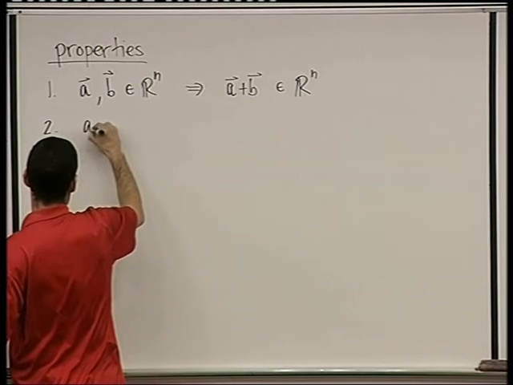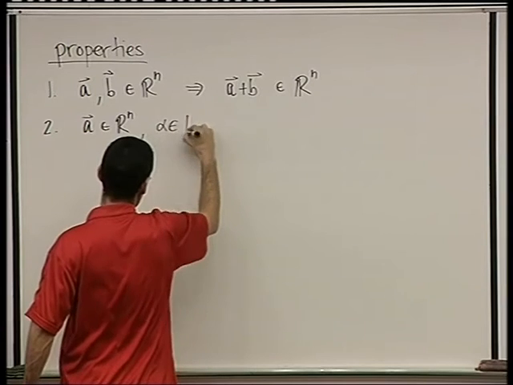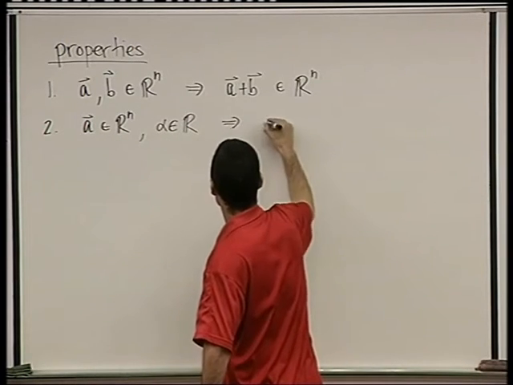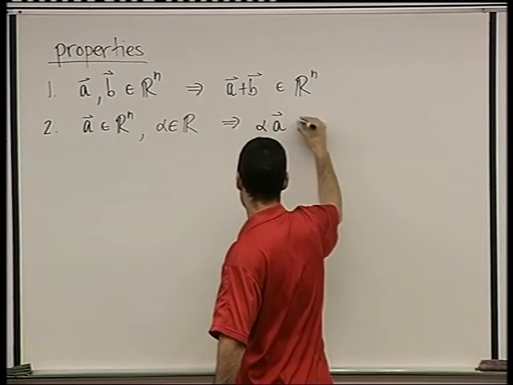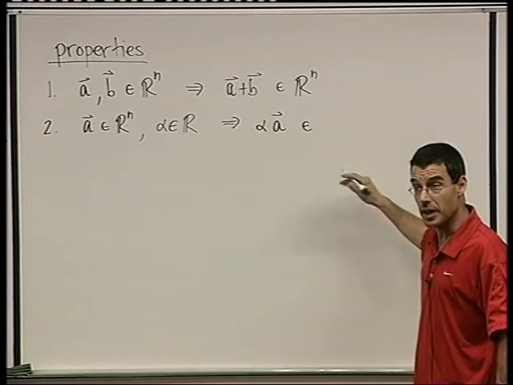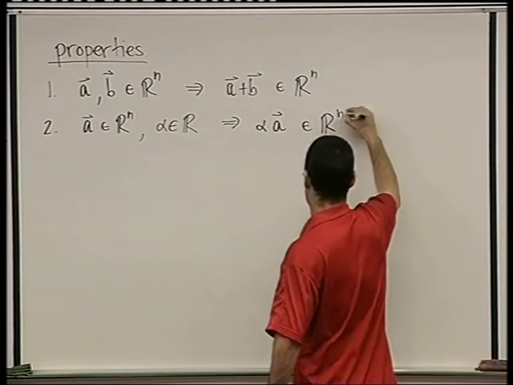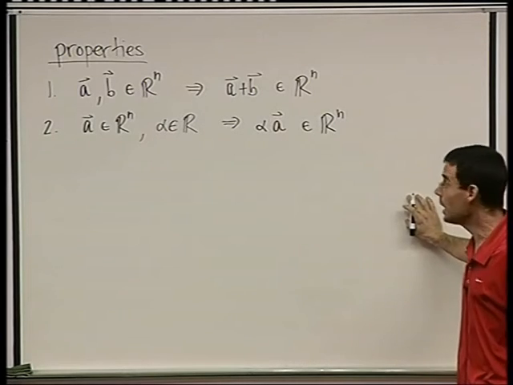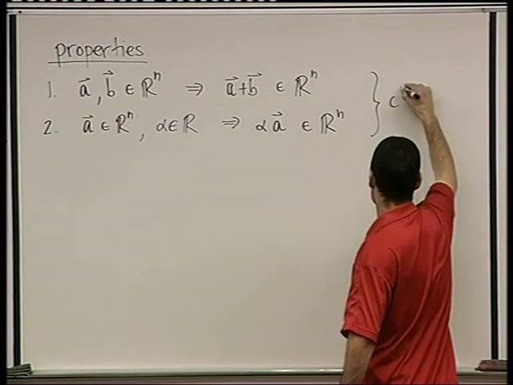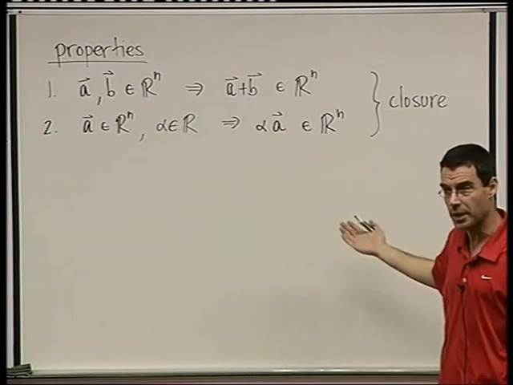Here's another property. If we take a vector in Rn and a scalar in R, then the scalar times the vector is what? It's a vector. It's not in the field. It's in the vector space. It's in Rn. Do you agree? Okay. So these two properties share the name closure. Closure of the set under the operations.